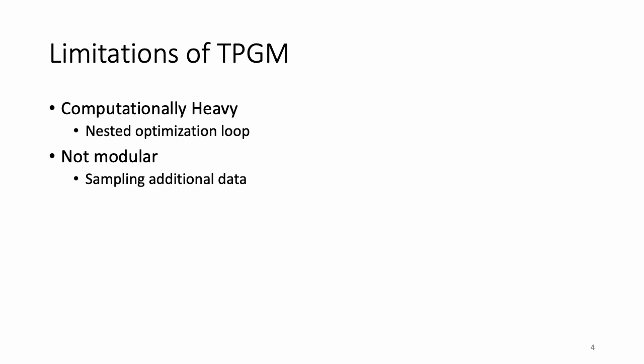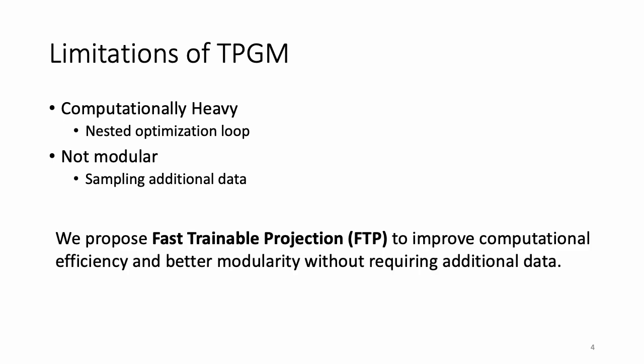However, TPGM suffers from heavy computational overhead, as it needs to run a nested optimization loop during each update. Moreover, it also requires a separate data loader and sampling additional data during each step, making it less modular than desired. To improve it, we propose Fast Trainable Projection, FTP for short, to improve computational efficiency and achieve better modularity. FTP removes the nested optimization loop and the requirement for additional data by combining gradient information from the previous step and the current step.